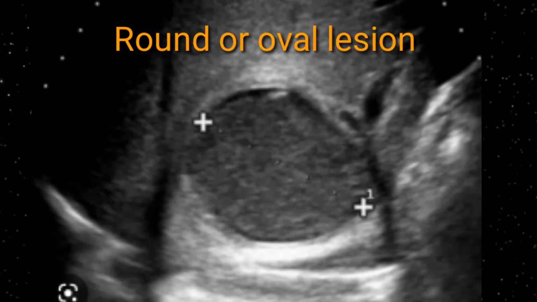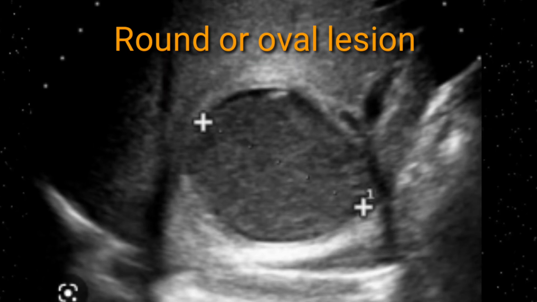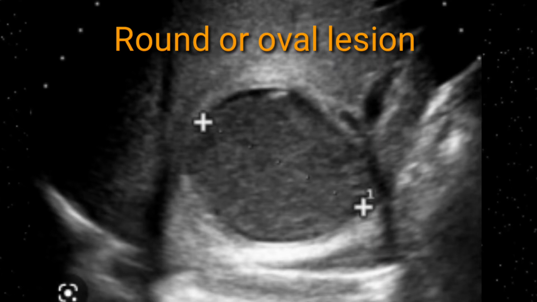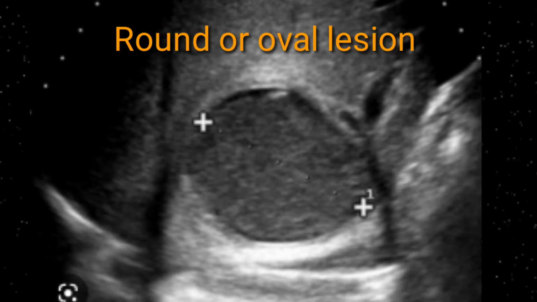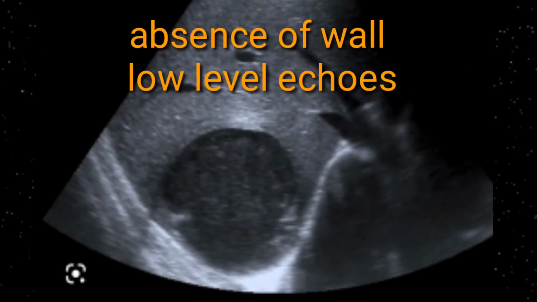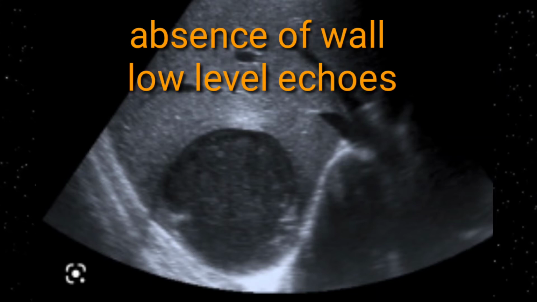Hepatic infestation is caused by multiple parasites. Entamoeba histolytica is one of them. It appears on the ultrasound as a round or oval lesion. You can see a round and oval lesion on these images, and it also appears with low level internal echoes. There will be absence of the wall.